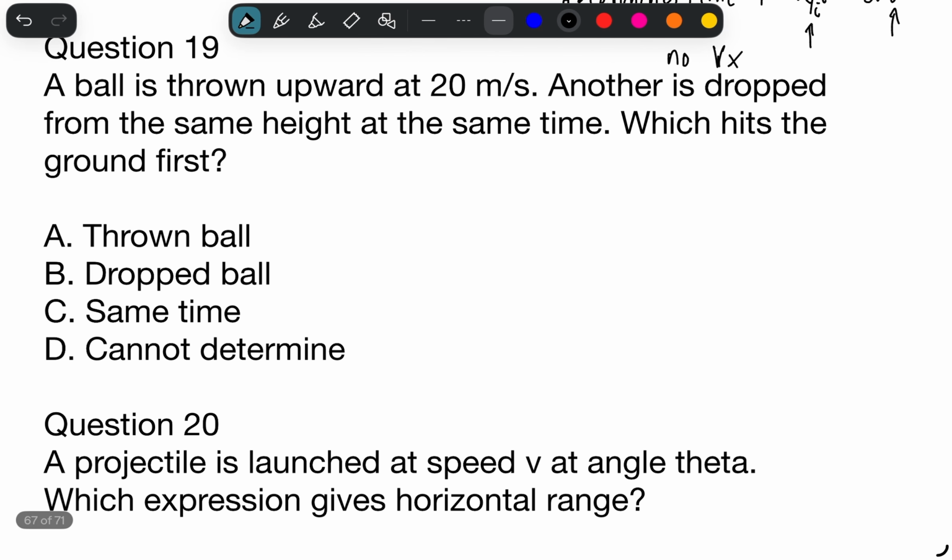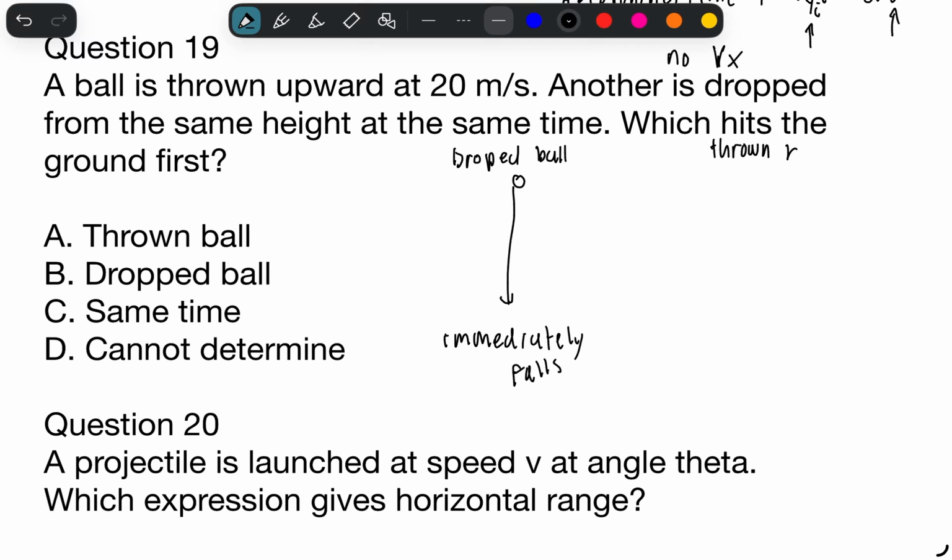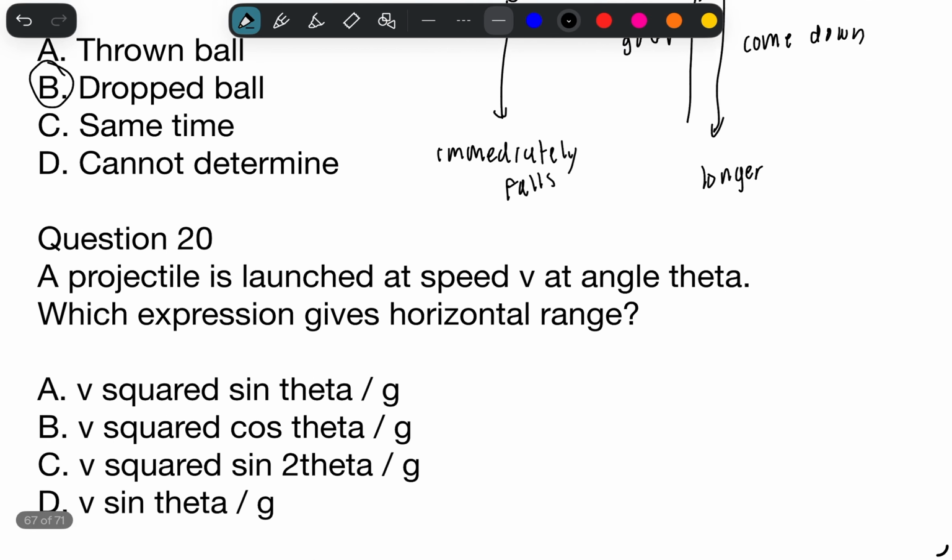A ball is thrown upward at 20 meters per second. Another is dropped from the same height at the same time. Which hits the ground first? Well, if you have your dropped ball, you're going to have that fall down. So it immediately falls. However, your thrown ball, it has to go up, then it has to come down. So obviously that's longer. The dropped ball touches the ground first.